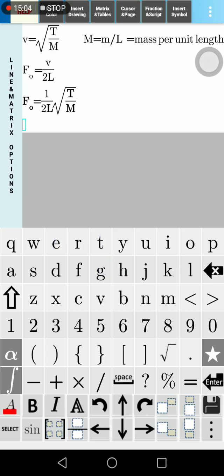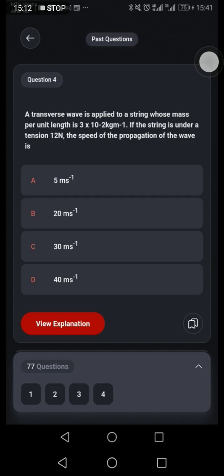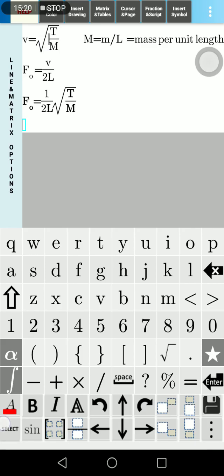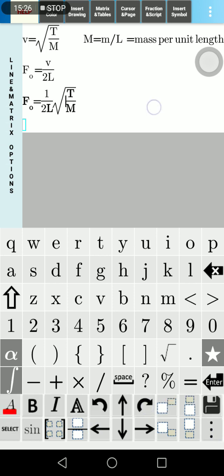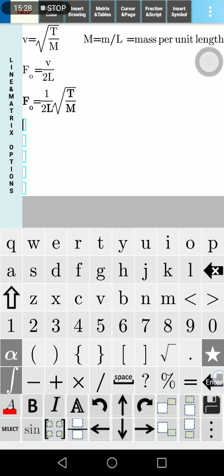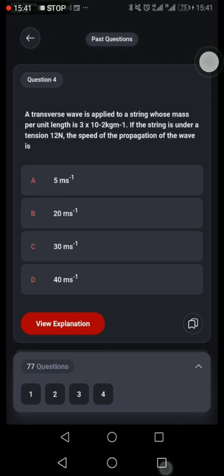Now that's the formula for the velocity. What did the question ask us to get? The question asked us to get the speed of propagation. So they've given us the tension, they've given us the mass per unit length, that capital M. So you just apply that formula, V equal to square root of T over M. T from the question is 12 and M from the question is 3 times 10 to the power of minus 2.